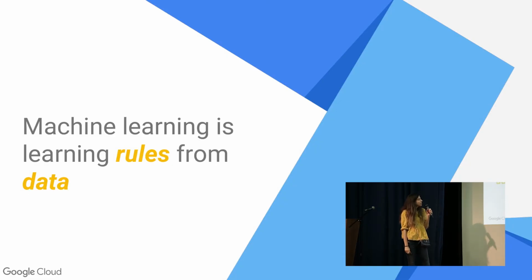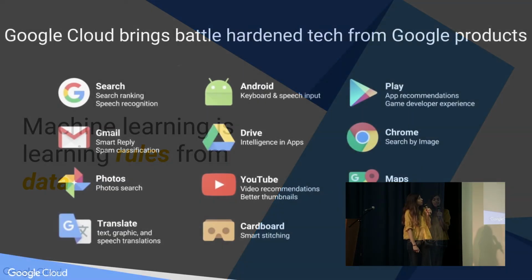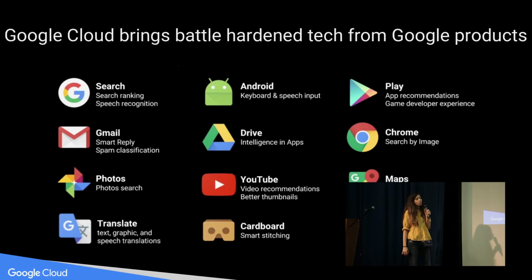Okay, so machine learning is learning rules from data. You have to have huge and huge amounts of data so that you're able to predict. So Google Cloud is trying as much as possible to integrate machine learning in all of its products. And we are constantly adding these different machine learning features into our products.